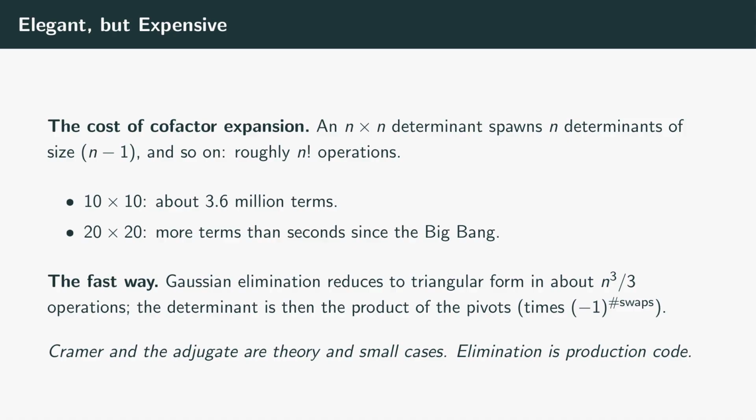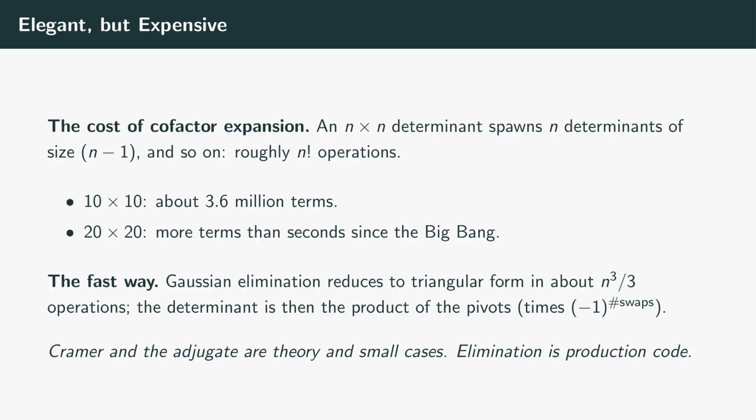So why the warning that these formulas are expensive? Count the work in cofactor expansion. An n by n determinant breaks into n determinants of size n-1, each of which breaks into n-1 more, and so on down. The total number of operations grows like n factorial, which is explosive. A 10 by 10 determinant by pure expansion already costs about 3.5 million terms. A 20 by 20 would need more terms than there have been seconds since the Big Bang.